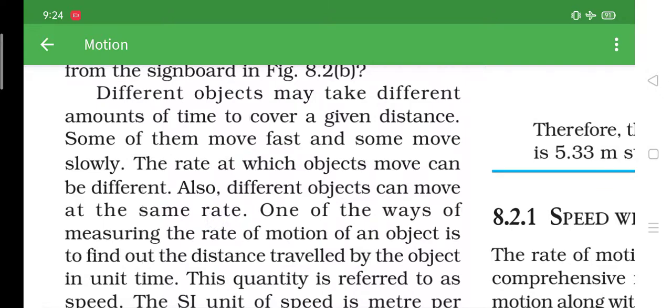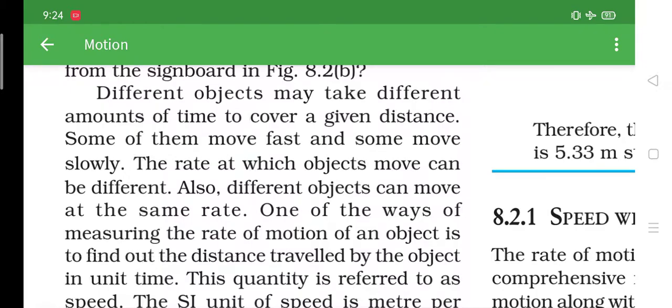Now, what they are trying to say here is, when you throw the ball in a cricket match, its speed is around 140 kilometers per hour. But if you drive a car, you don't drive that car at 140 kilometers per hour, okay? You drive it around 60, 70, 80, 90, 100, something like that, yes? So that's why it is saying that different objects have different kinds of speed.